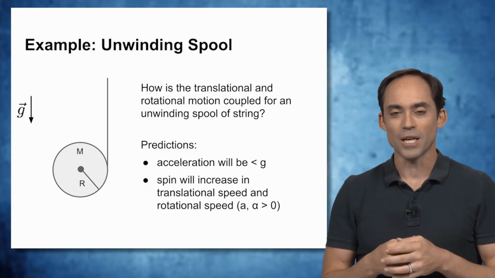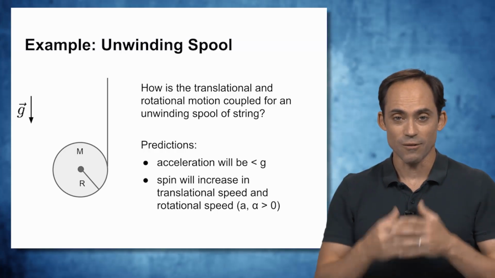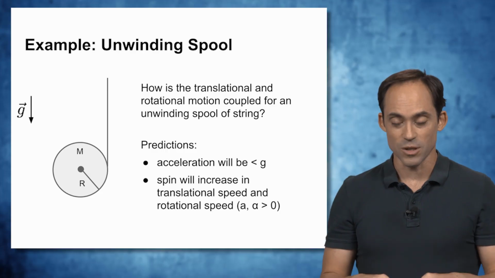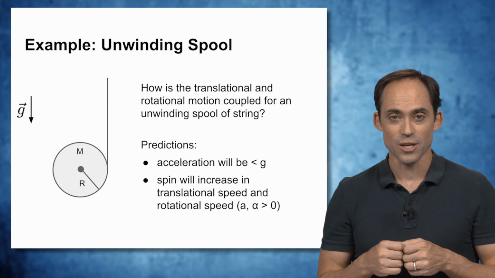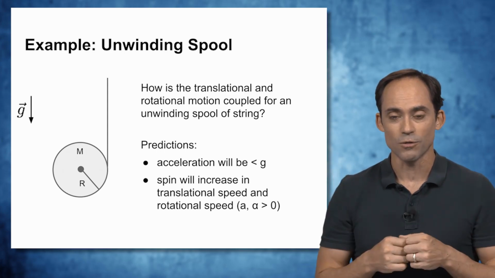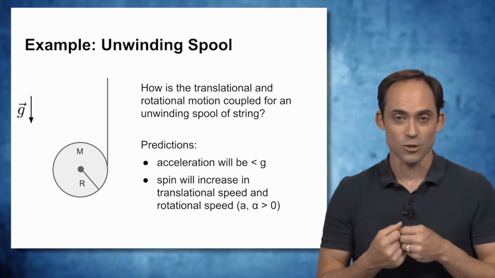And you can imagine that because of the tension in the string, which is going to be pointing upwards, the vertical acceleration of this object, this spool, is going to be slower with the string attached as opposed to just letting it go free fall. So free fall acceleration is g, so we might expect the acceleration is going to be less than g.